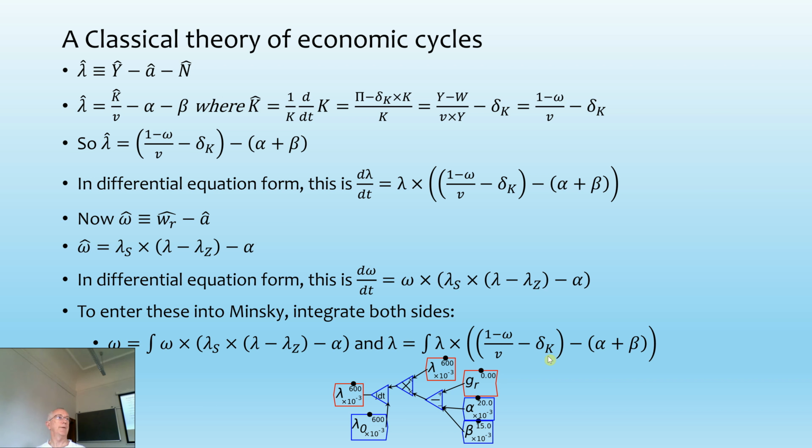Okay. So, next task, create a new model in Minsky and define this using the same constants we used over there where necessary. So the constants you're going to have in this one, you're going to have lambda s, lambda z, you've got all those delta K still there.